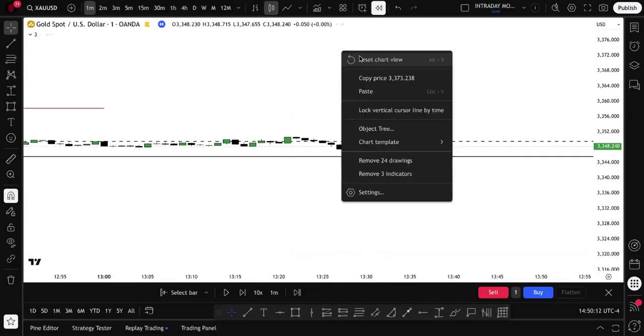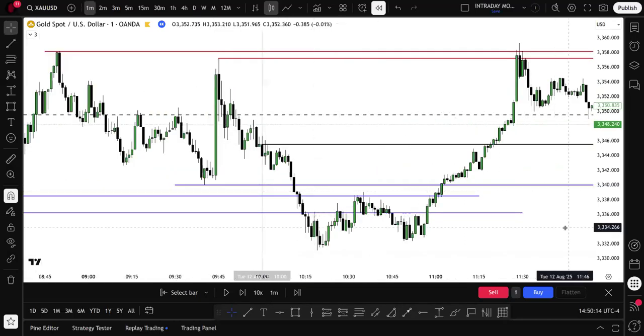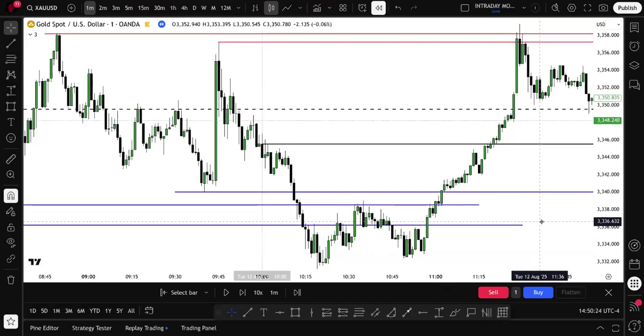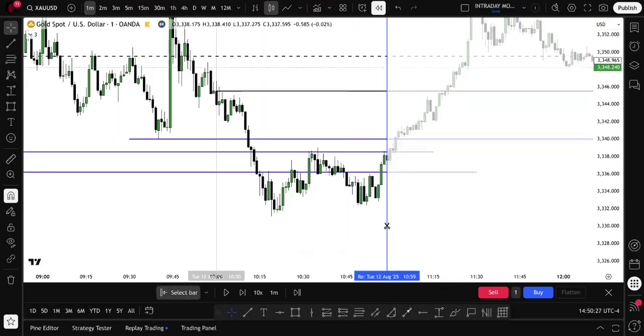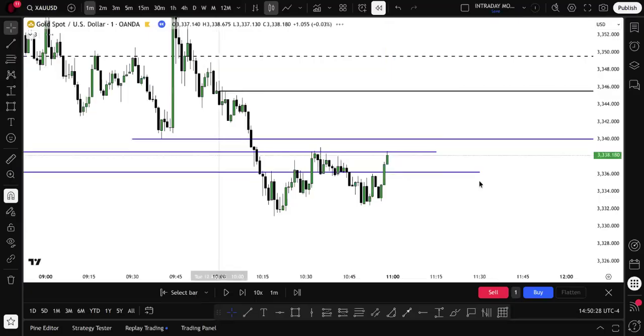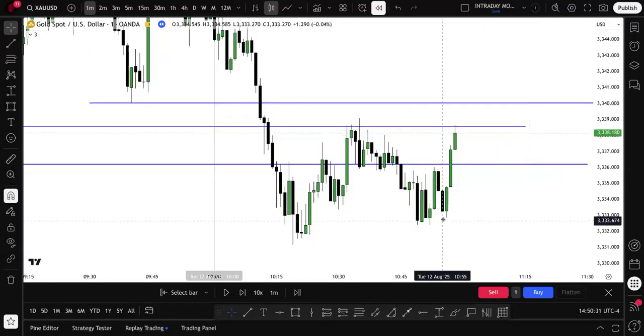Go to 1 minute chart. Look over for gold. Take a look. Let's see if we can find the entry. Let's see if there's anything here. Scanning it real quick. This is not the entry. This is the entry right there. Perfect.